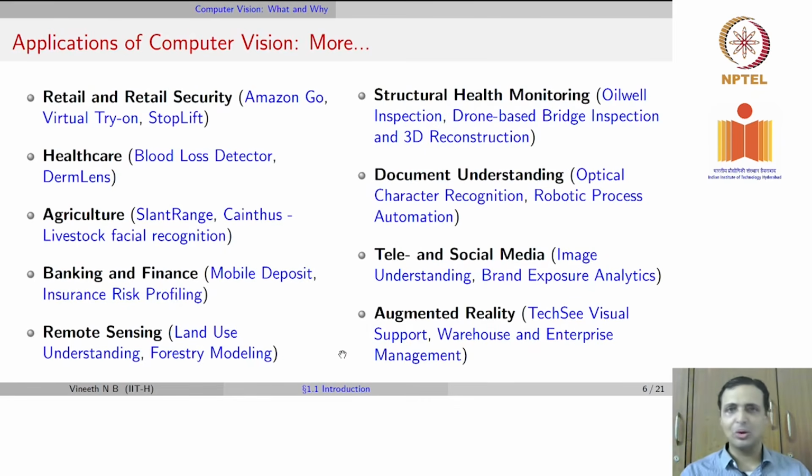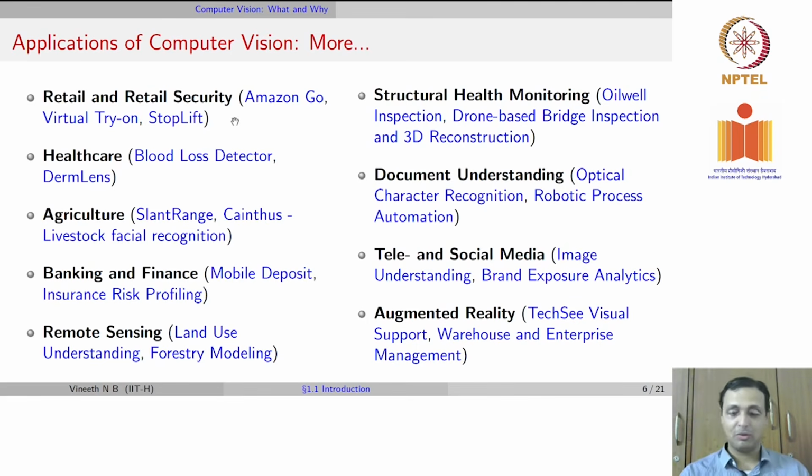Here are a few more, including some recent ones that I've tried to put together on this particular slide. In fact, one of your homework for this particular lecture is going to be to click on some of these links and see how computer vision is used there. And I can guarantee you that some of these are very interesting applications which you may or may not have come across so far. One of them is retail and retail security.